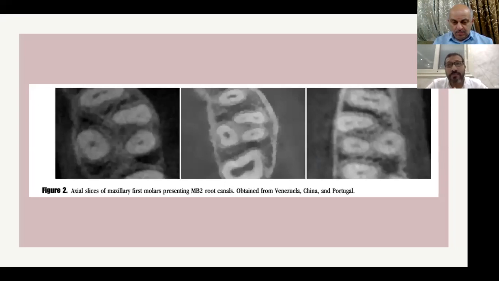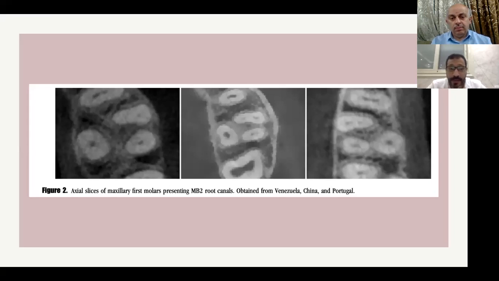number of roots. What about the variations in number of root canals? We have multiple examples of variations, but here I will take only two examples for variations in number of root canals. The first one, which is, in my opinion, one of the most important for the clinician, is the mesiopalatal two, or second mesiobuccal canal, in the maxillary first molars.